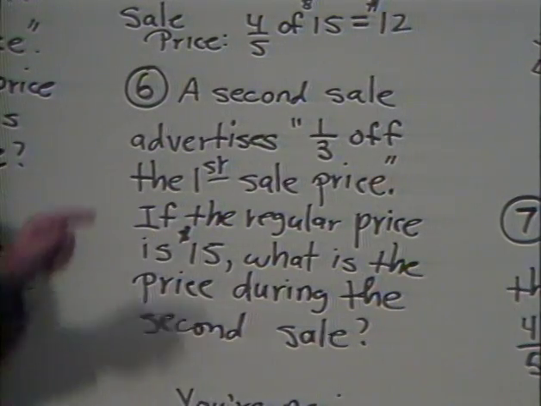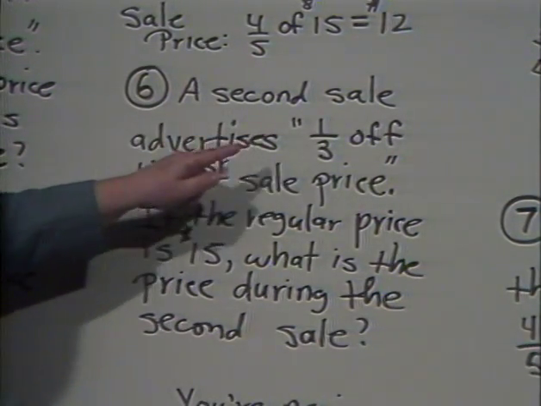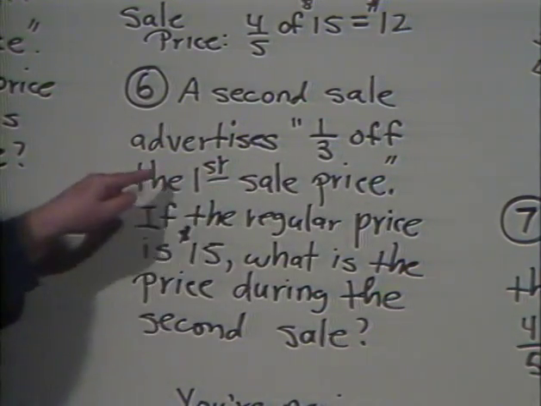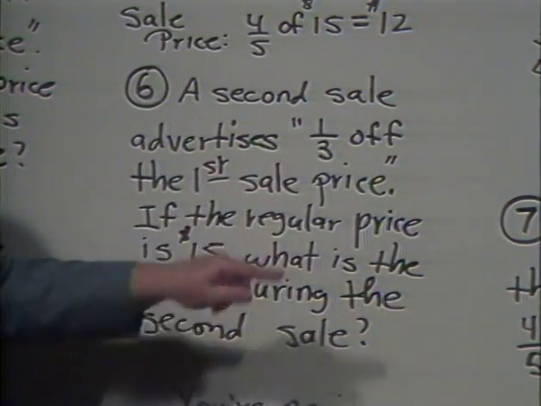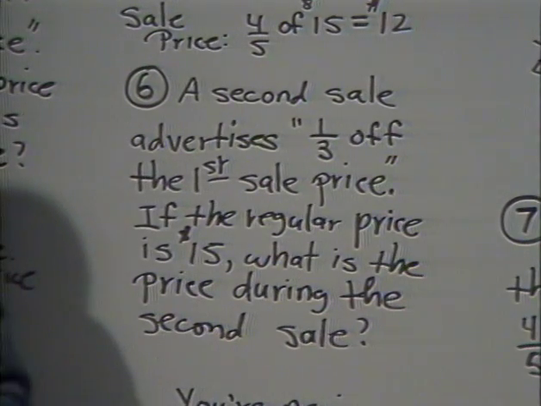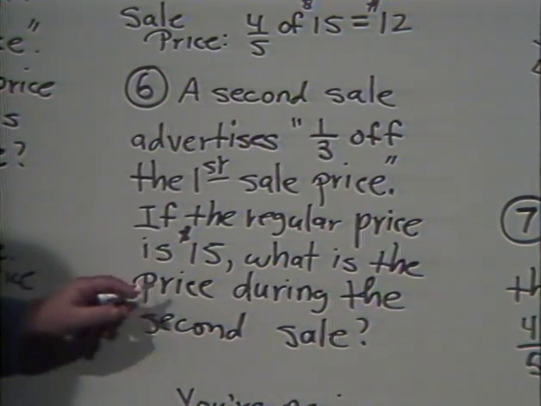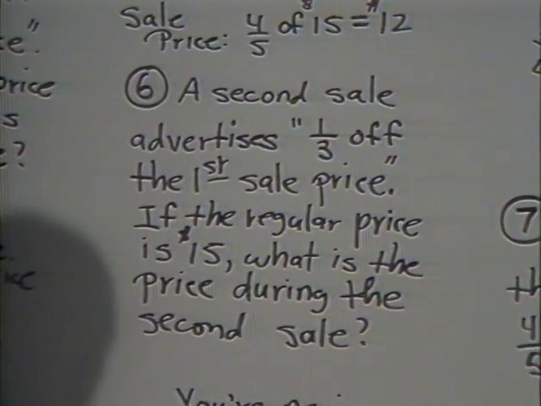So here we come to the next problem. It says a second sale, that means the same store, advertises 1/3 off the first sale price. In other words, they've knocked the price down once. Now, whatever that new price is, they're going to take 1/3 off of that. That means you're going to be paying what? 2/3 of the first sale price. Now the question says, if the regular price is $15, what is the price during the second sale?